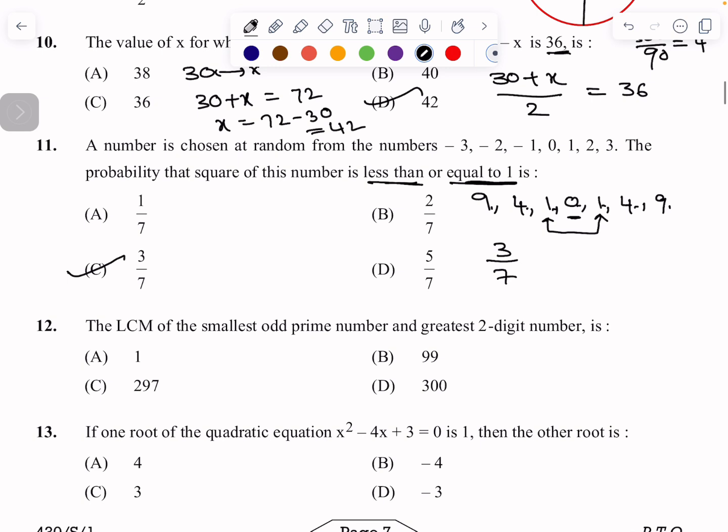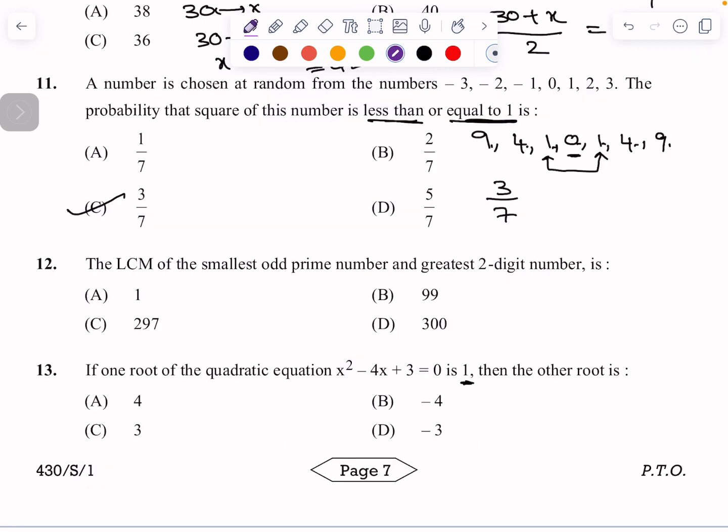Okay, the LCM of the smallest odd prime number. So which one is the smallest odd prime number? That is 3. And the greatest 2 digit number, that is 99. So we need to find the LCM of 3 comma 99, right? So 3 we can write as 3 power 1. 99 we can write as 9 into 11, and 9 we can write as 3 square into 11.